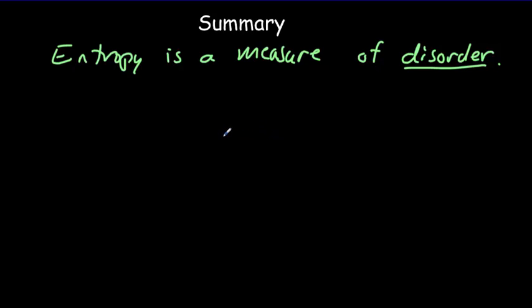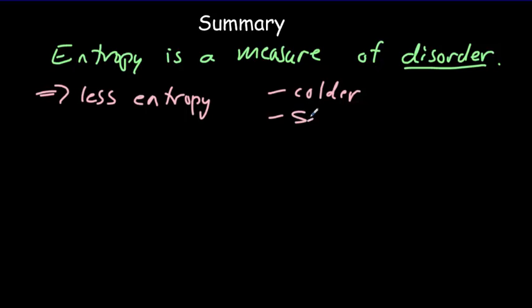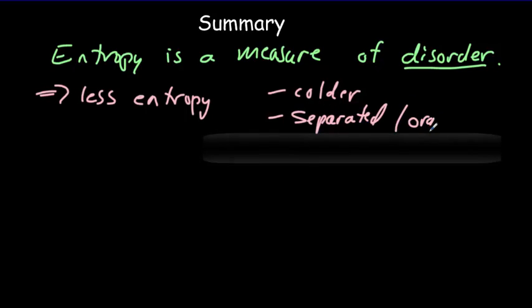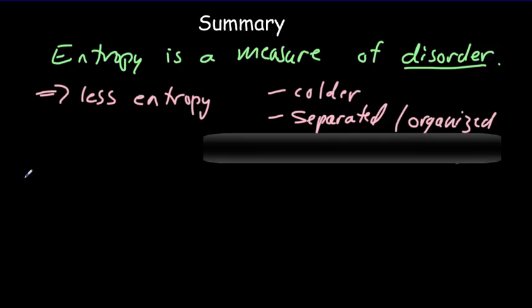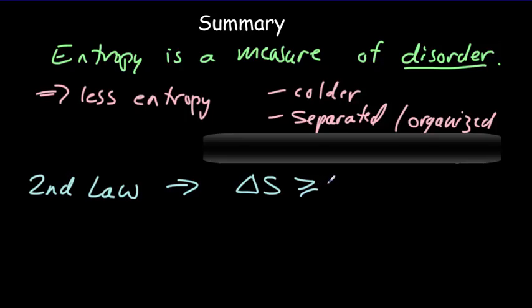So let's summarize the big ideas from the video. The first one would be, what is entropy? Well, it's a measure of disorder. And it's fairly easy to recognize when you've got higher or lower entropy. You're going to have less entropy when things are colder, when things are separated or organized. We then talked about the second law of thermodynamics being expressed in terms of entropy. And that was simply to say that the change in entropy for a closed system or for the universe as a whole is always going to be greater than or equal to 0.